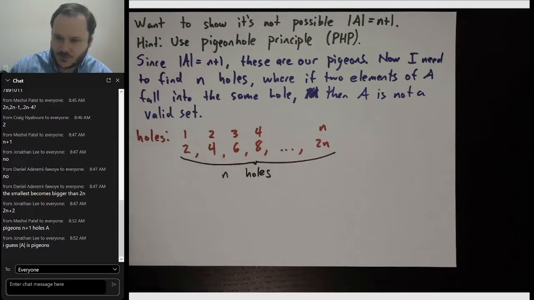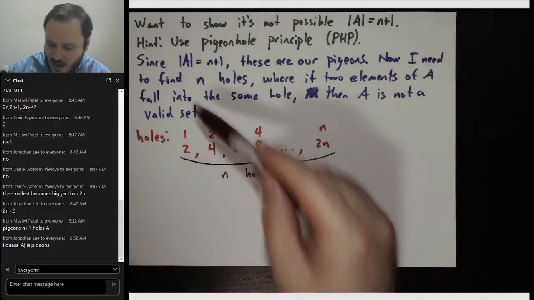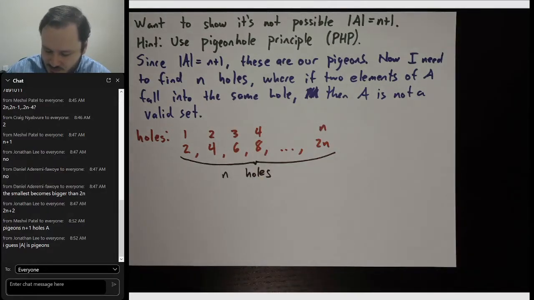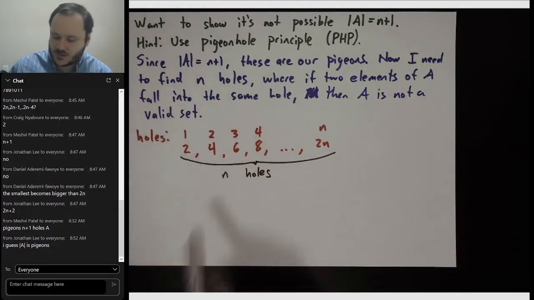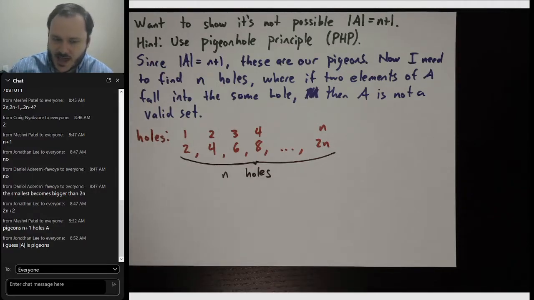So, if I have n plus 1 values, they have to fall into these n holes. Some hole has more than one value.